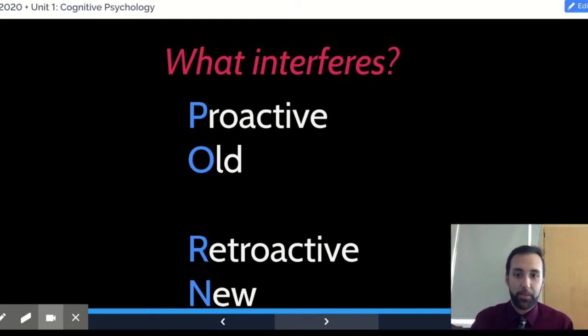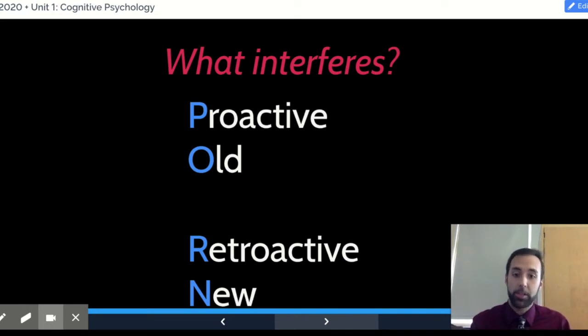With proactive interference, the first term we talked about, it was old memories. So your old classrooms, your old phone number, your old email address, password is interfering with your ability to remember new stuff. So that's proactive. You associate P in proactive with the O in old.